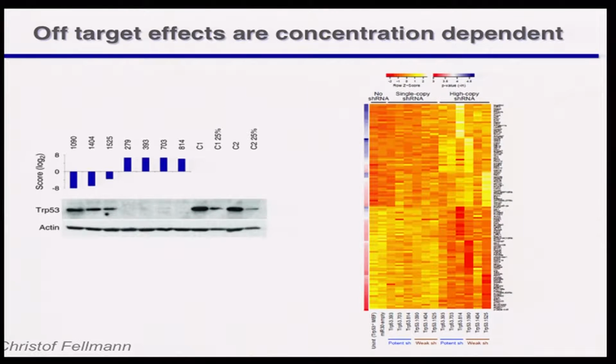Now, we did an experiment where we took these shRNAs targeting p53, either the potent ones or the weak ones, and we introduced them into p53 null cells. And then we did transcriptional profiling of the cells following expression of the shRNA. Again, there should be no on-target changes in gene expression because p53 is not expressed. So anything we see should be due to an off-target effect.